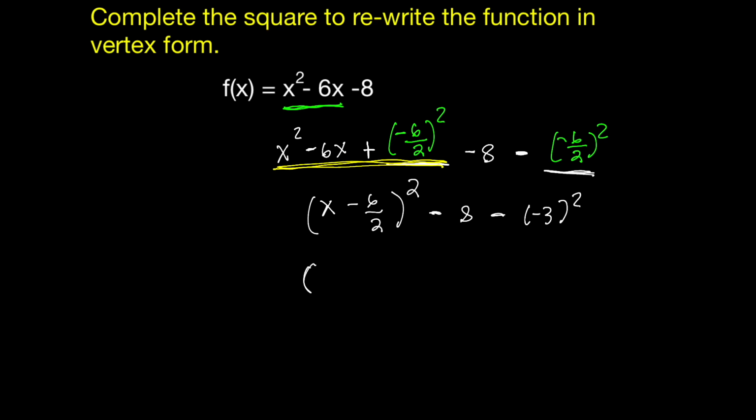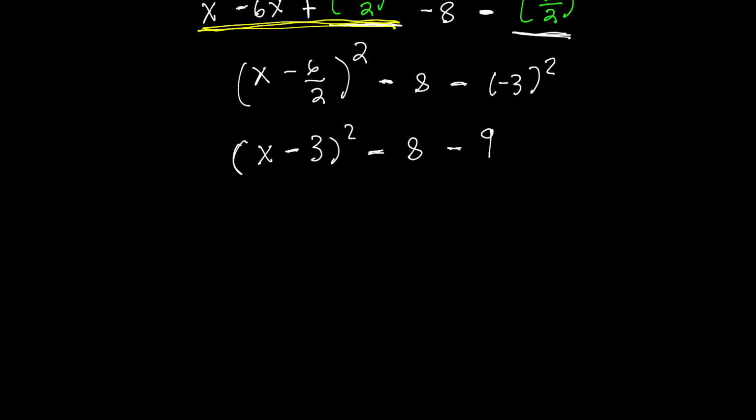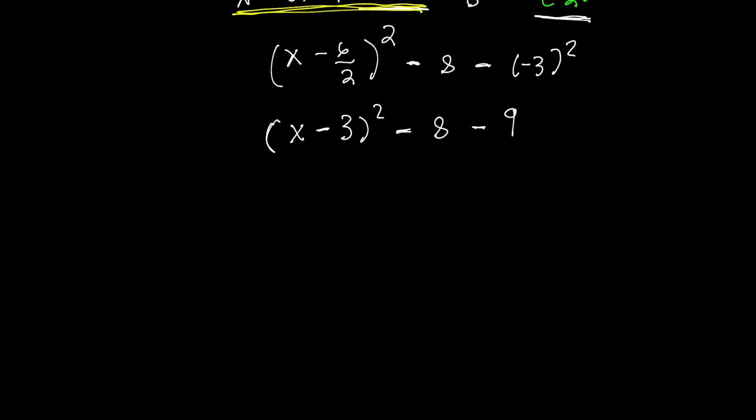Now here, I'm going to clean this up. I get x minus, again, 6 divided by 2 is 3. And we're going to subtract 8 minus negative 3 raised to the second power becomes a positive 9. Finally, I can combine the negative 8 with the negative 9 to get that my function is going to equal x minus 3 quantity squared minus 17.